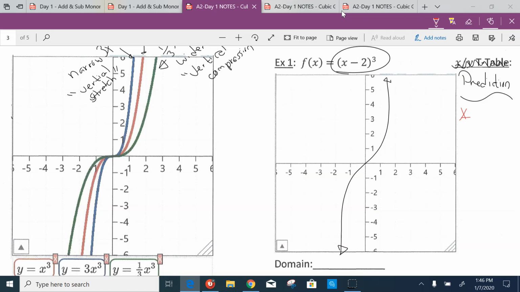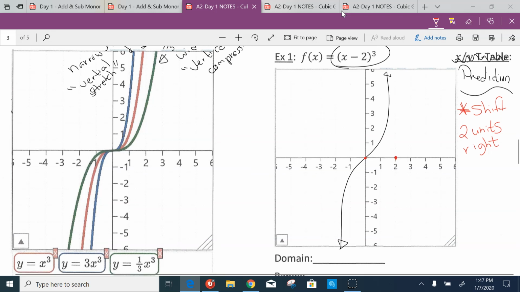My prediction is that since I have minus 2 in parentheses, I suspect I will have a shift of 2 units to the right. Although I want to think moving left because it's minus 2, remember in parentheses, whatever you see in there, it's the opposite. So minus 2 means shifting 2 units to the right. So instead of an origin at 0, it should have moved 2 units to the right, and it should be right here at positive 2.